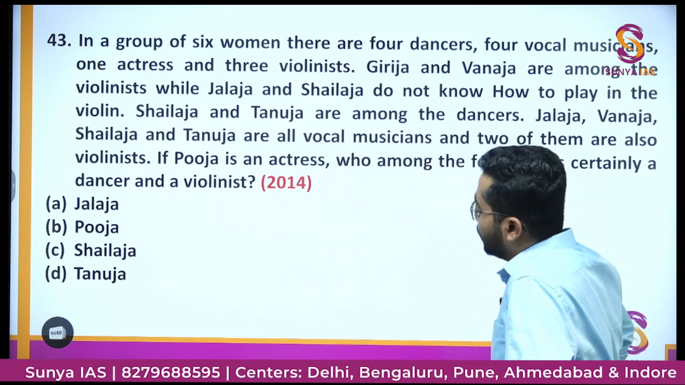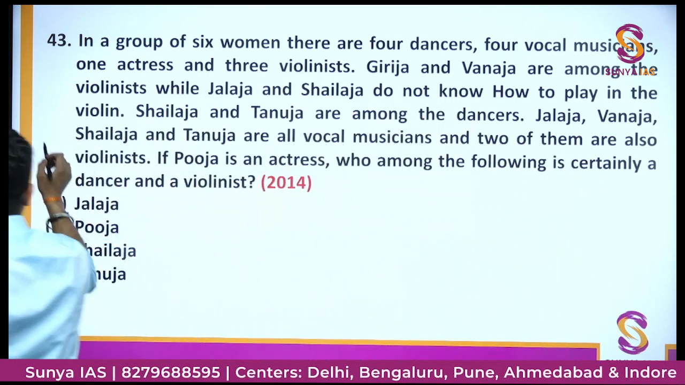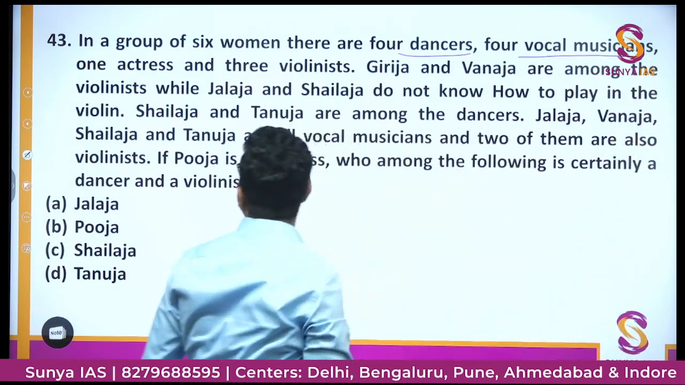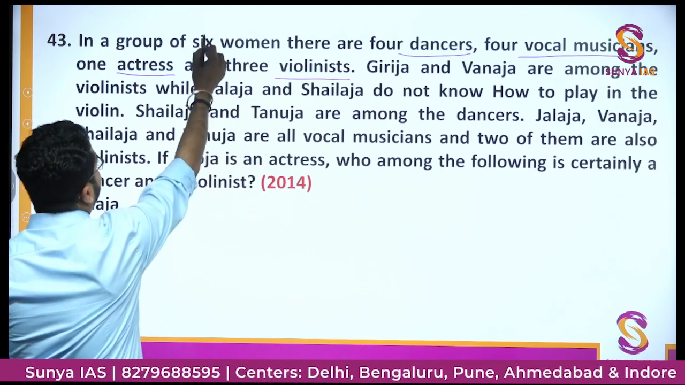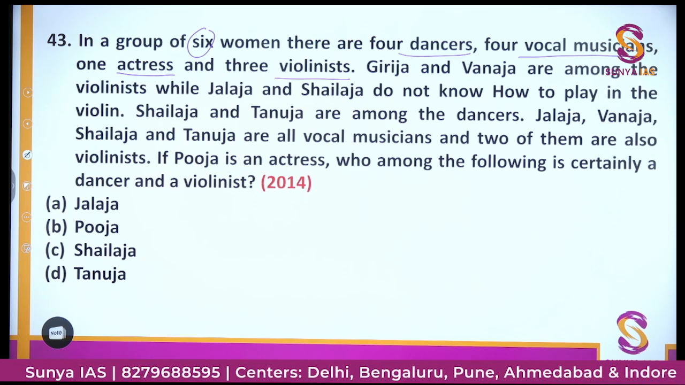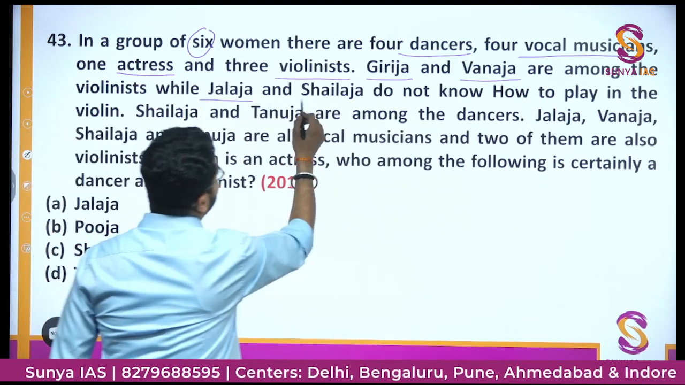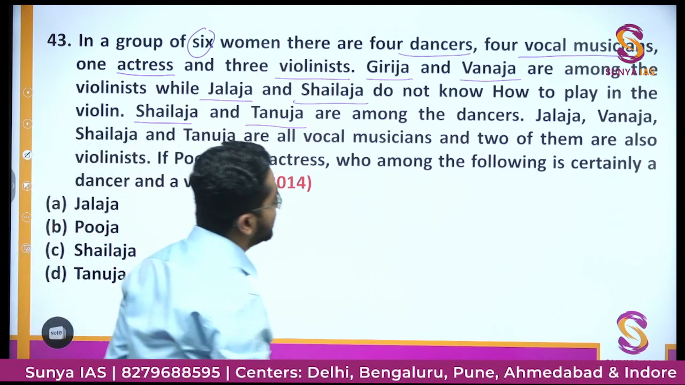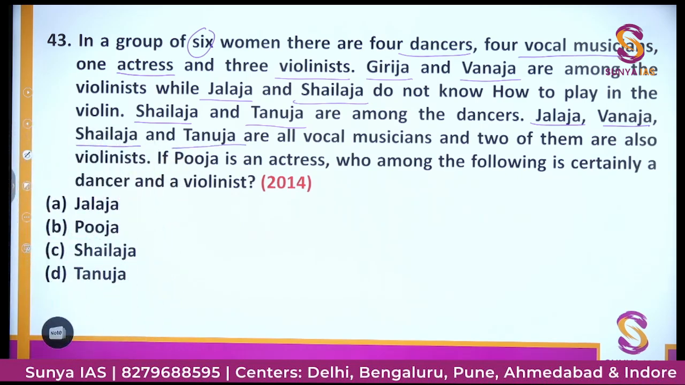So we'll read the question. In a group of 6 women, there are 4 dancers, 4 vocal musicians, 1 actress, and 3 violinists. Then there are 6 women, right? Girija and Vanja are among the violinists, while Jalja and Shailaja do not know how to play the violin. Shailaja and Tanuja are among the dancers. Jalja, Vanja, Shailaja, Tanuja are all vocal musicians, and 2 of them are also violinists. If Pooja is an actress, who among the following is certainly a dancer and a violinist?